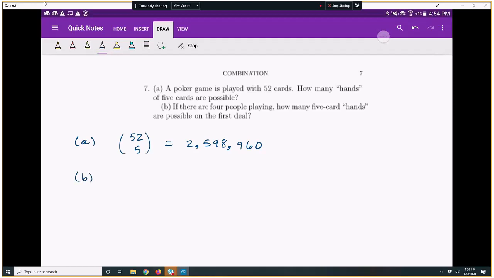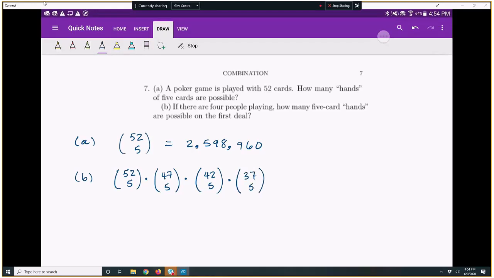If there are 4 people playing, how many 5-card hands are possible on the first deal? So the first player will get 5 cards, and there are 52 choose 5 ways that the first player can get 5 cards. Then there'll be 47 choose 5 for the second player, 42 choose 5 for the third player, and 37 choose 5 for the fourth player.